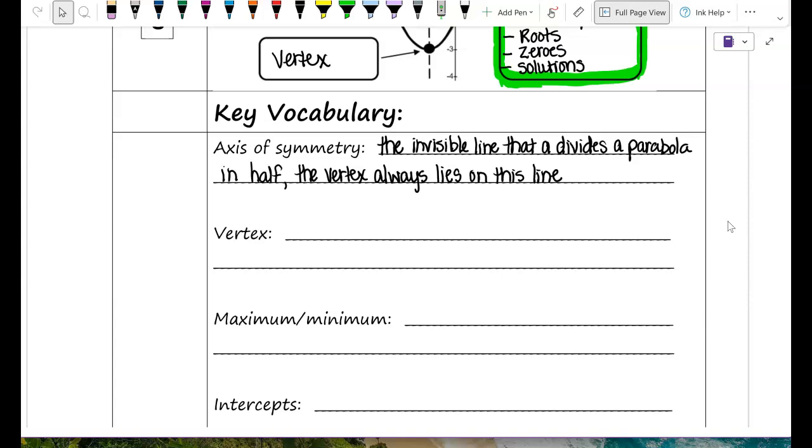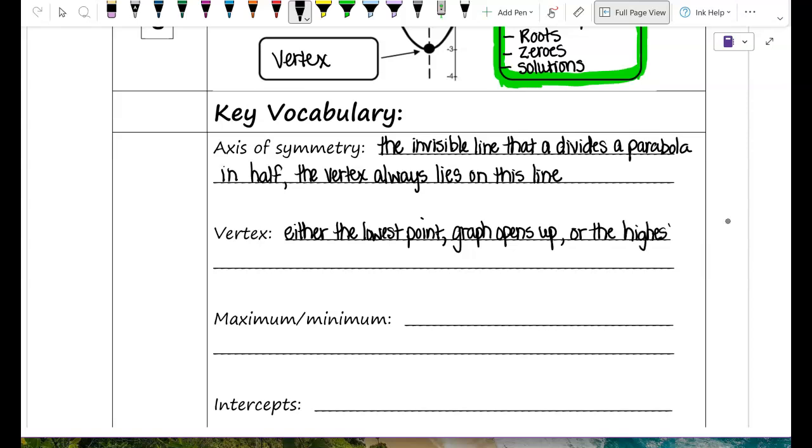Vertex, either the lowest point, which means the graph opens up, or the highest point, graph opens down, always lies on the axis of symmetry.